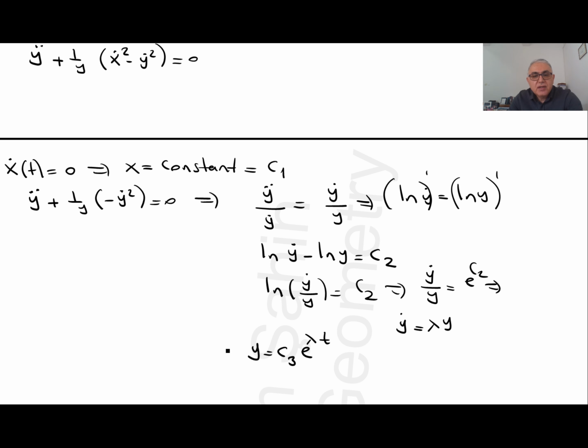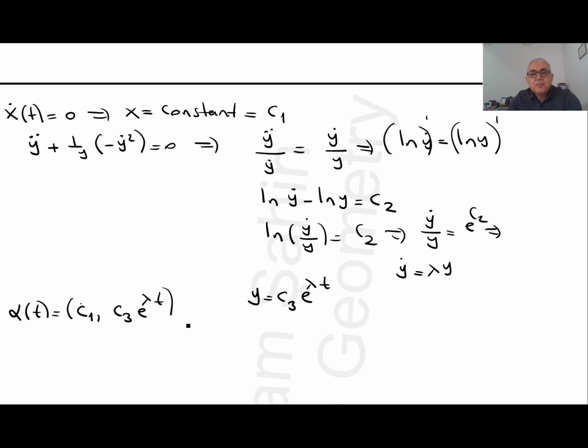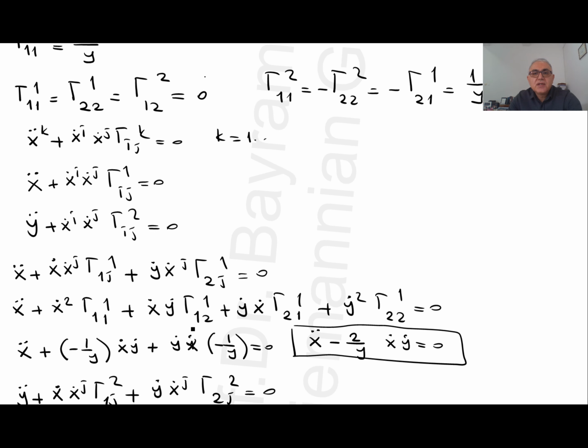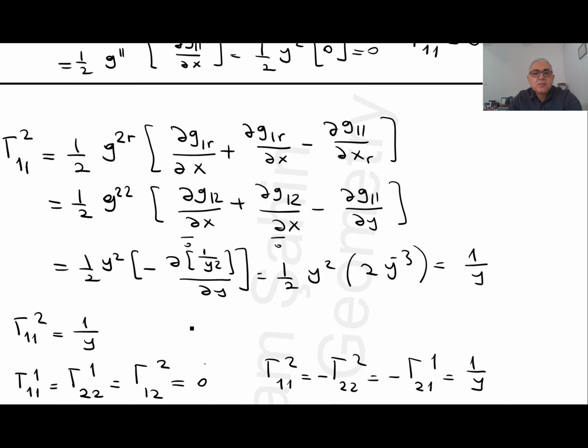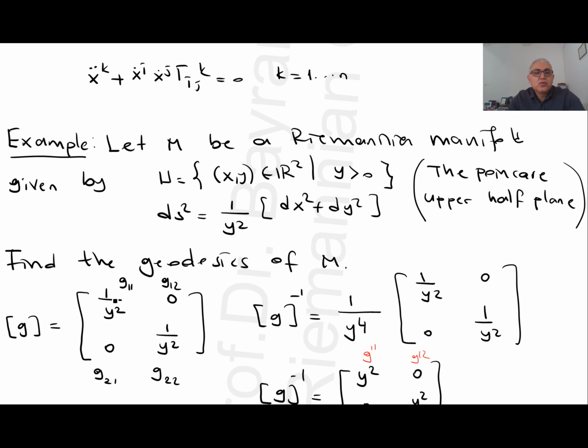Now we have this constant, let's say c1, yeah. So c3 e to lambda t. So we need to find this lambda. So we use this metric because we consider the curve with the arc parameter. So we can use this metric to measure the length.